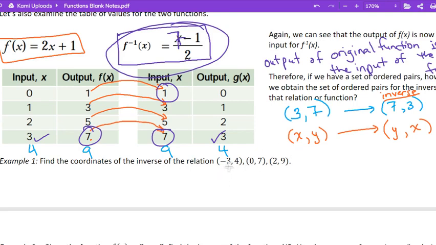Let's find the coordinates of the inverse of this function. All we do is take these points and swap the x's and y's. When I have -3, 4, I swap it, and now the x becomes 4, the y becomes -3. For the second point, the 0 and 7 swap, and we have 7, 0. For the last point, the 2 and 9 swap, we have 9 and 2. That's it. So I can very easily find the coordinates of an inverse function.